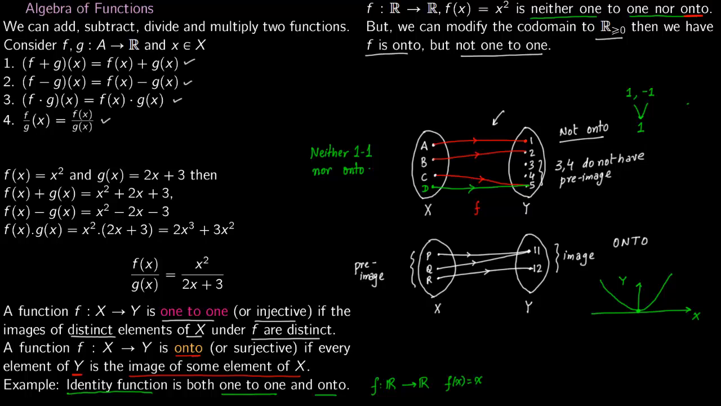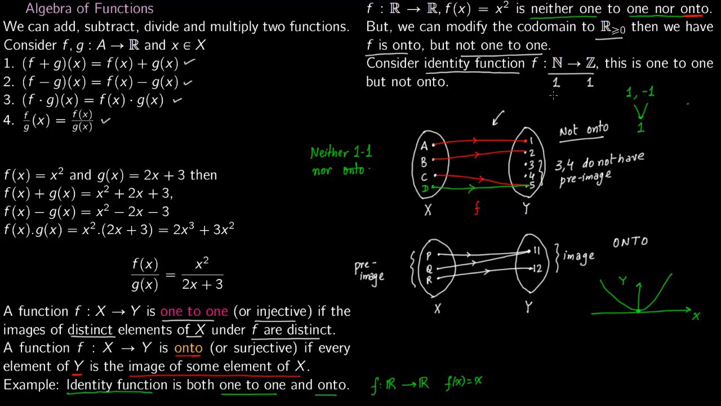Now consider another function, the identity function, but it goes from natural numbers to integers. So it takes 1 to 1, 2 to 2, and so on. Now this is 1 to 1 but not onto, because minus 1 is an integer. So it lies in Z, but it does not have a pre-image. So there is no pre-image of minus 1 in natural numbers under this identity function. So therefore this is not onto.